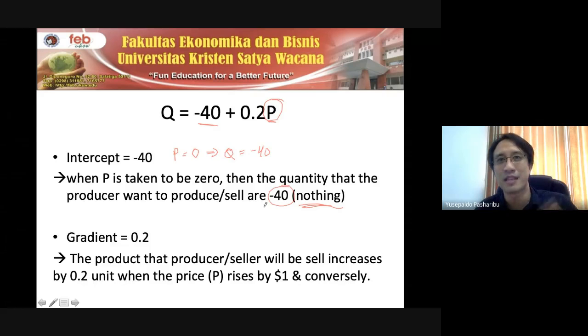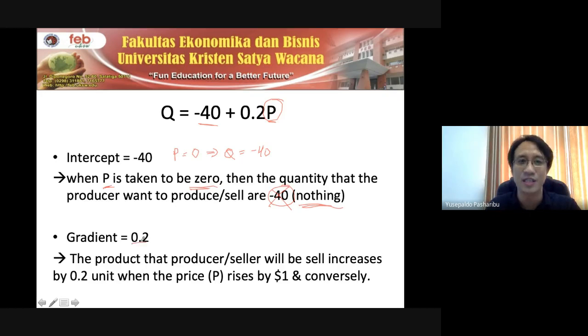But if you interpret it properly, you can write that the quantity that the producer wants to produce or sell is nothing, because P is 0. No one wants to sell a product if the price is 0. Get the idea?